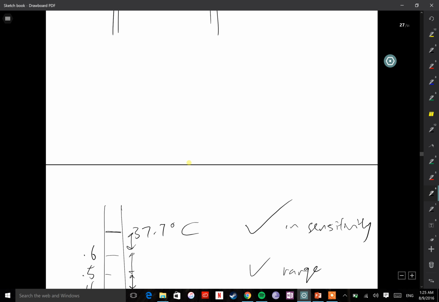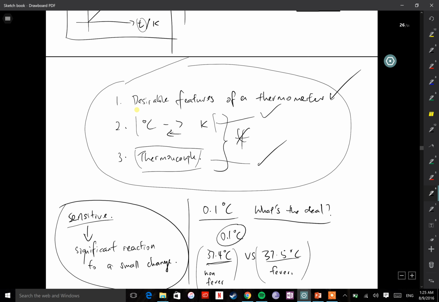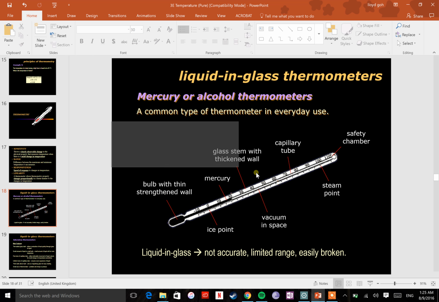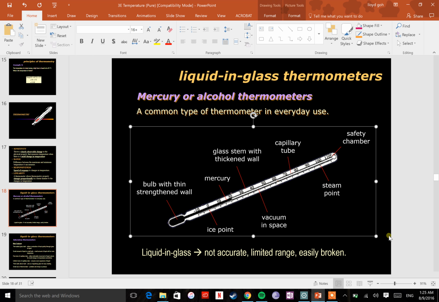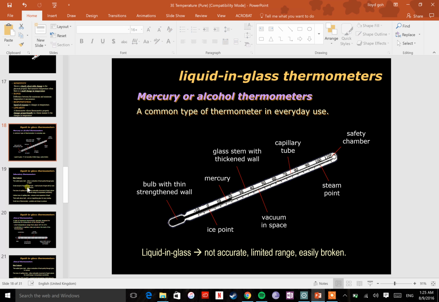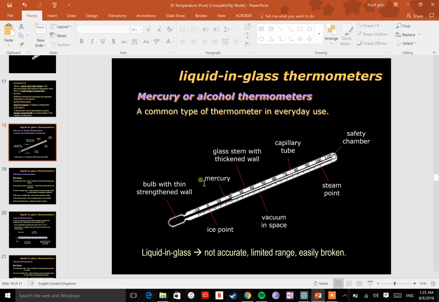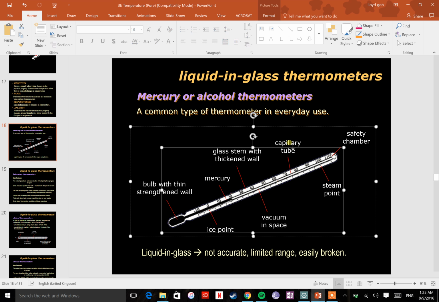Now, we were talking about this previously, right? The desirable features of a thermometer. Please take note. You will need to memorize all this, because this can be tested. So do read your notes for the details regarding all these key terms over here.